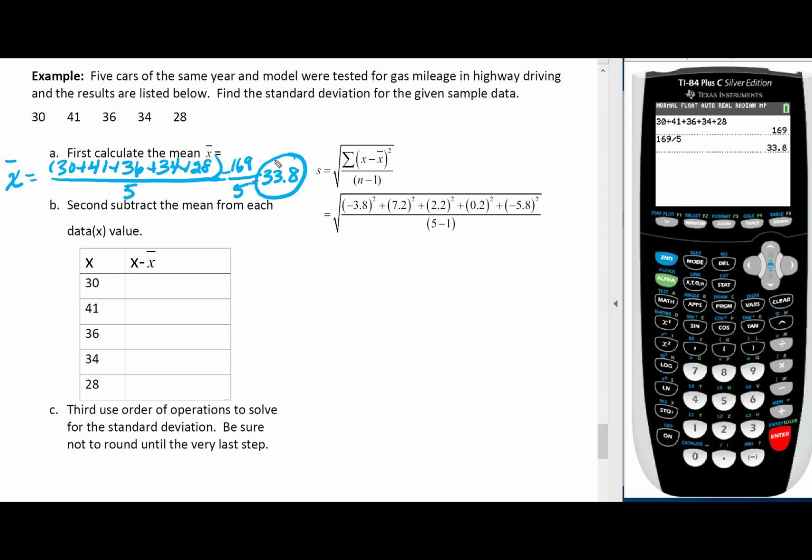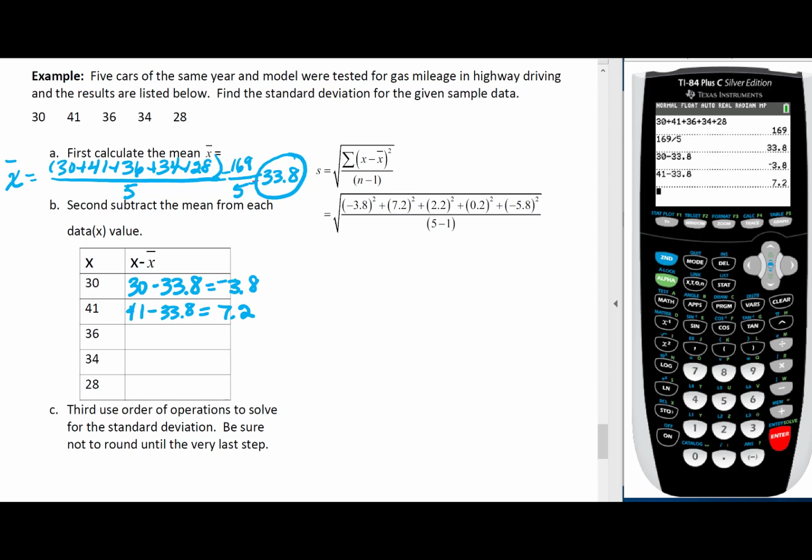Our first data value is 30, so we're going to take 30 minus 33.8. Let's see what that gives us on the calculator. 30 minus 33.8, enter, and it's negative 3.8. Take the next one, 41, minus the mean again, 33.8. Using our calculator, 41 minus 33.8, enter, and it's 7.2.